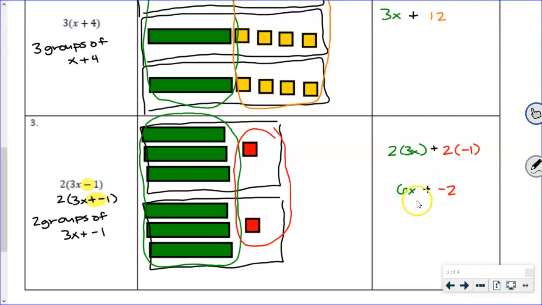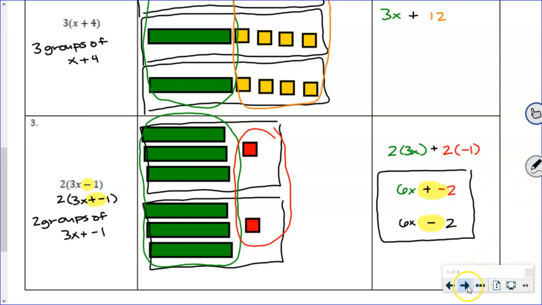You can also, just like we change subtraction to adding a negative, if it is your preference, you can change adding a negative back into subtraction for 6x minus 2. Both of these are appropriate.